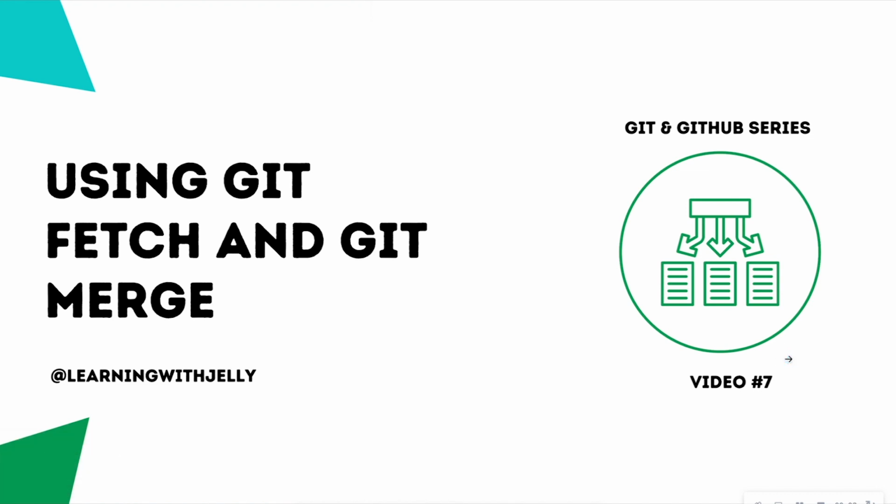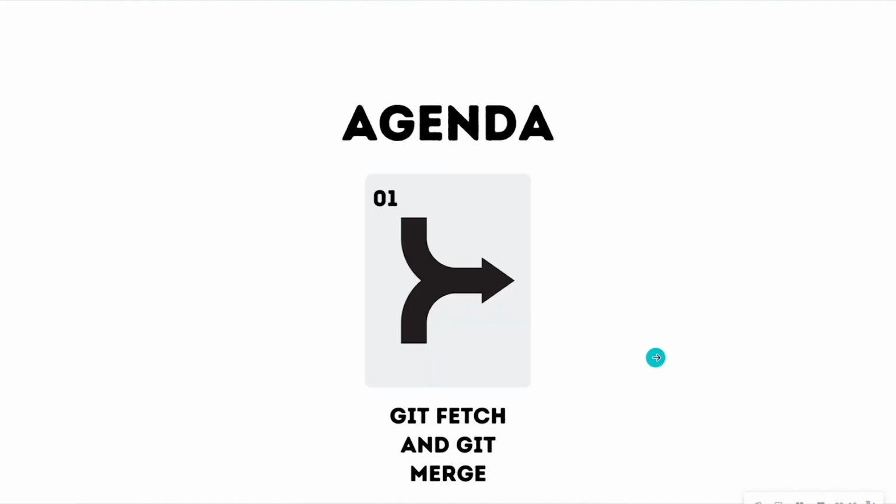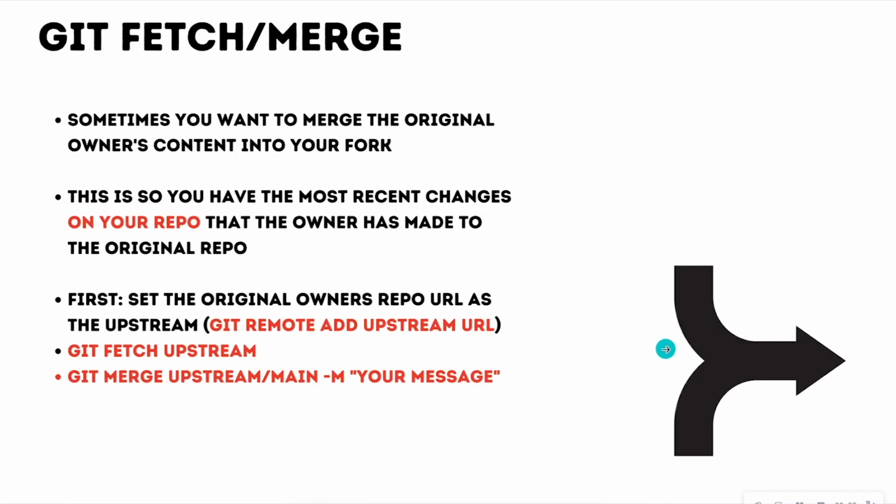Today, we're going to discuss Git Fetch and Git Merge. This is video 7 of our Git and GitHub series on our journey in getting Git. So we're just going to talk about Git Fetch and Git Merge. These are going to be two important Git commands when you have a fork of someone's repo and you want to keep your local fork updated with every change that they're making on the original repo.